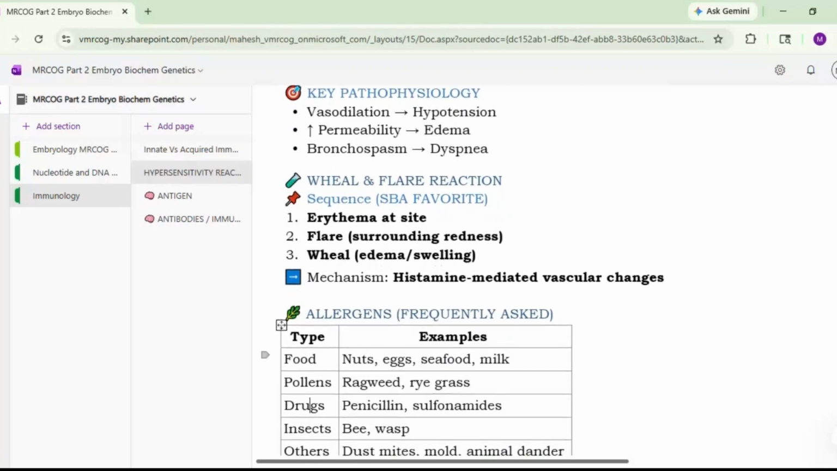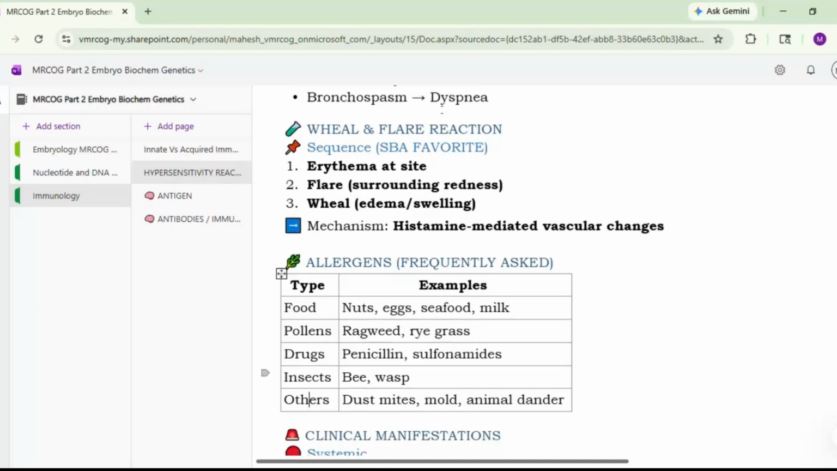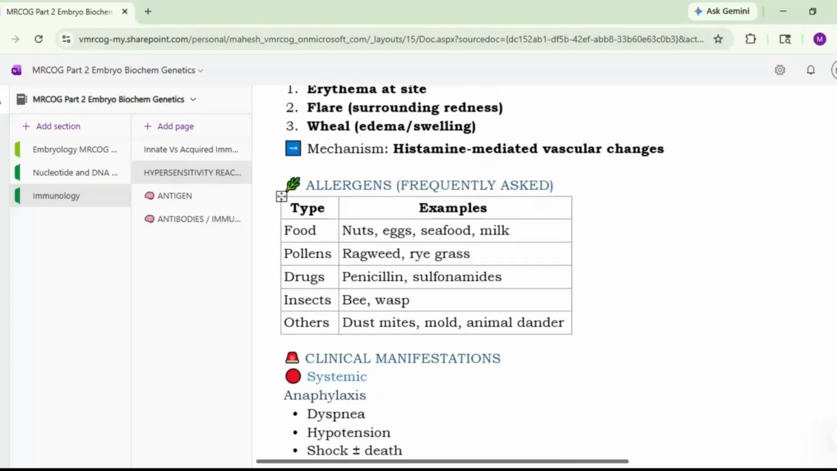Now coming to the allergens. There are different types of allergens. It may be food allergens such as nuts, eggs, seafood, milk; pollens, such as ragweed or ryegrass; drugs, such as penicillin and sulfonamides; insects such as bee and wasp; others such as dust mites, mold, animal dander, etc.